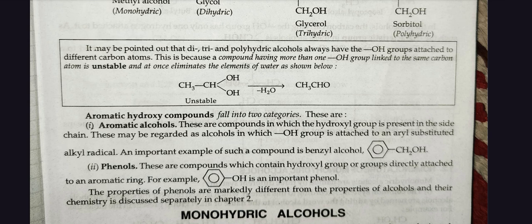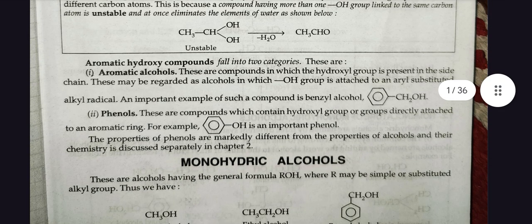Second, phenols. These are the compounds which contain the hydroxyl group directly attached to the aromatic ring. For example, phenol is an important phenol. The properties of phenol are markedly different from the properties of alcohols, and their chemistry is discussed separately in a later chapter.